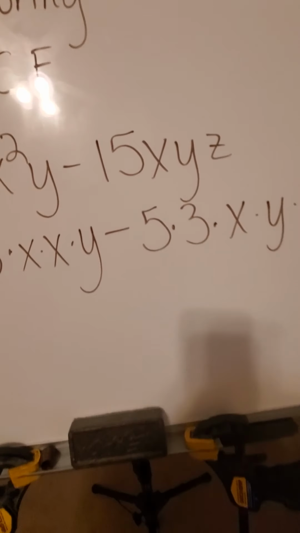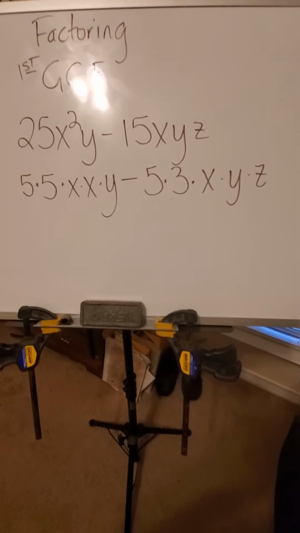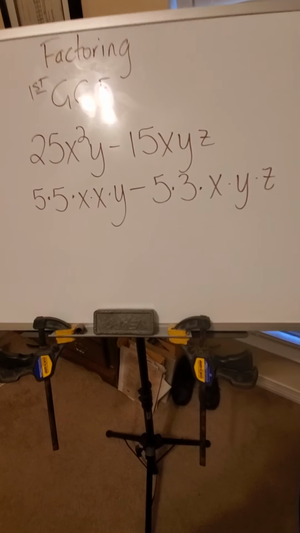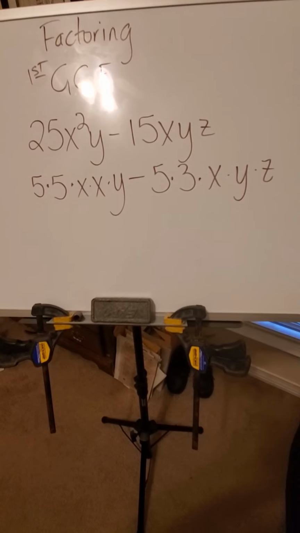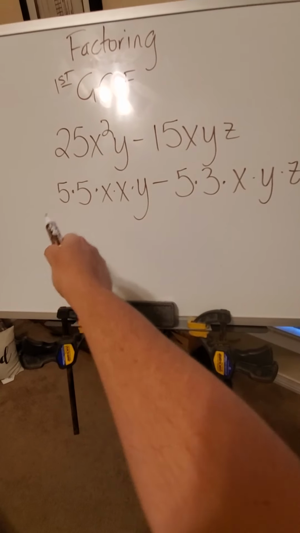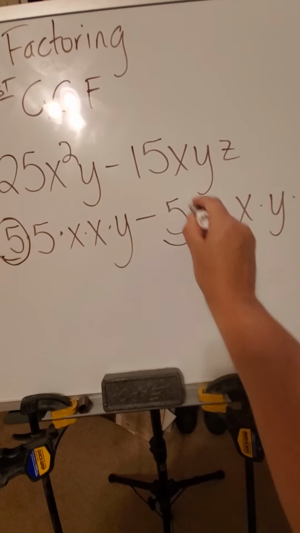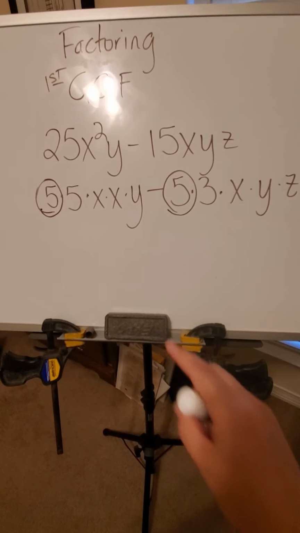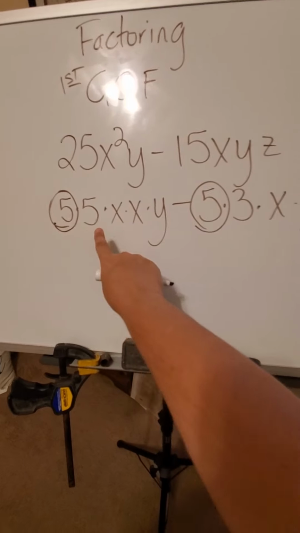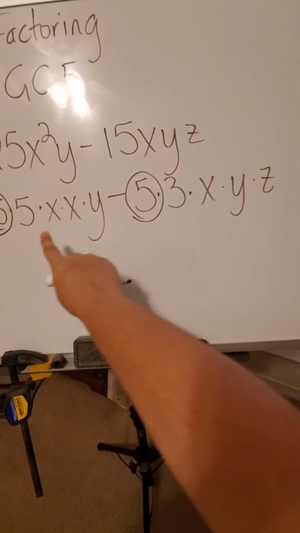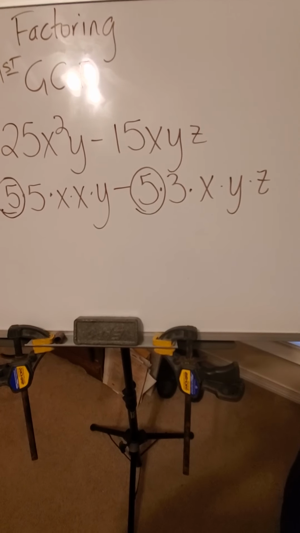Now, I'm going to look at this and ask, what does that term have in common with that term? The first thing I should notice is those 5s. That one has a 5 and that one has a 5. So I'm going to circle the 5s. This one has another 5, but this one doesn't, so I can't circle it. This one has a 3, but this one doesn't, so I can't circle it. They both have to have it.